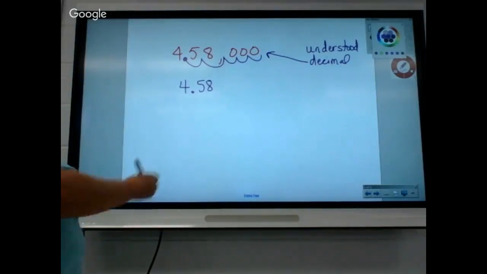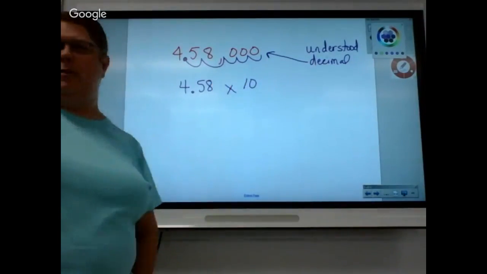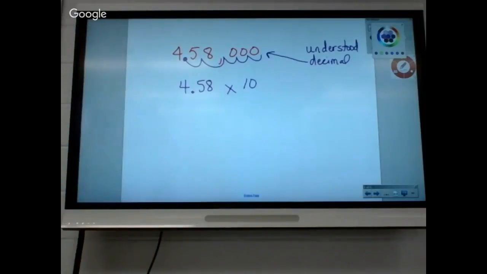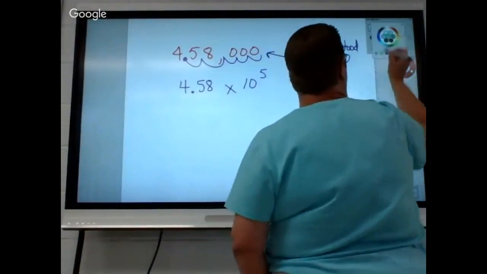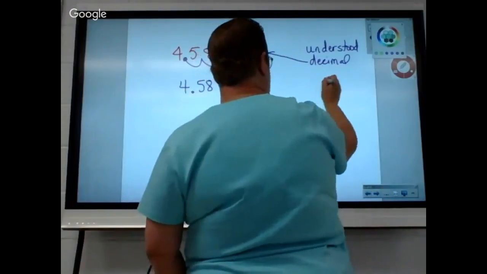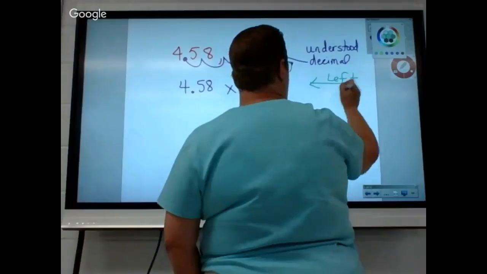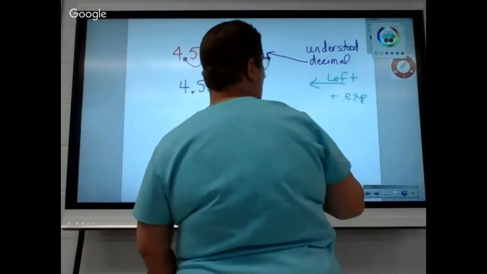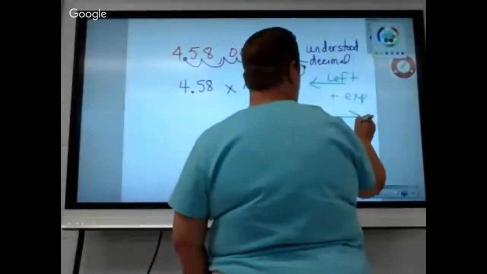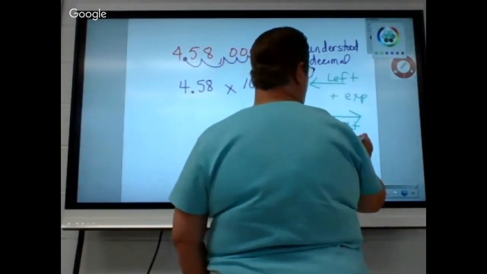Okay. Now, we write times 10. Now, the exponent is the number of places you move the decimal. How many places do we move the decimal? Then the exponent is a 5. Now, most of you probably remember, if you move the decimal to the left, it's a positive exponent. So in this case, it's a positive 5. If you move the decimal to the right, it's a negative exponent.